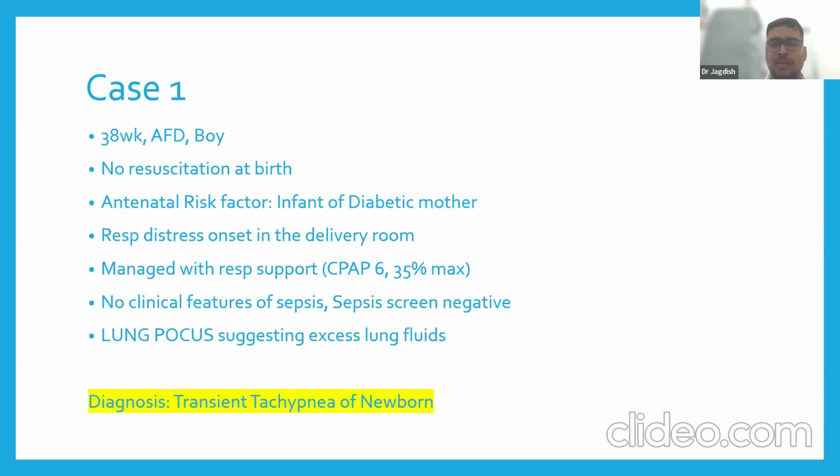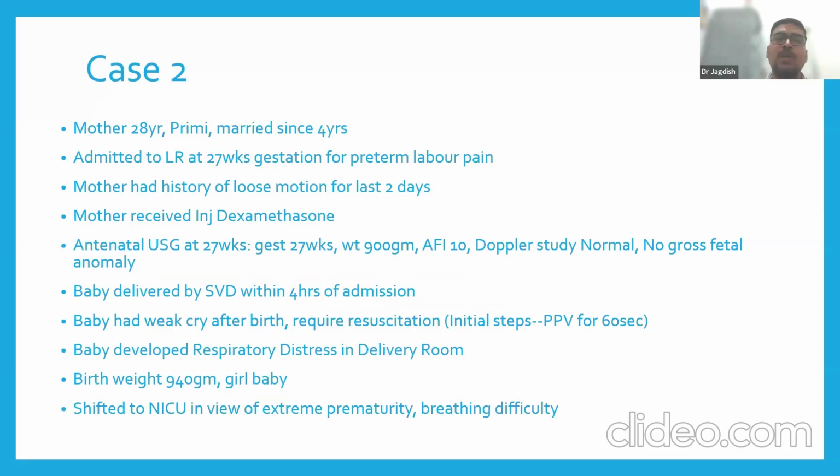Next, we go to another case. So we'll discuss another premature baby, what we see in the NICU. This is a baby whose mother is a 28-year primi, married for the last 4 years, admitted to the labor room at 27 weeks of gestation for preterm onset of labor pain. Mother had a history of loose motions for the last 2 days. That may be the cause why the preterm labor pain has started.